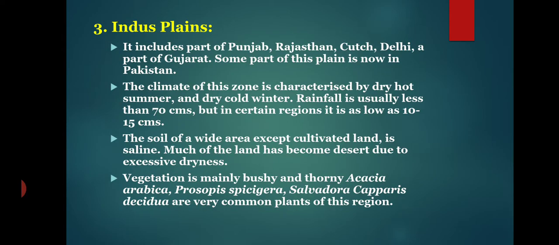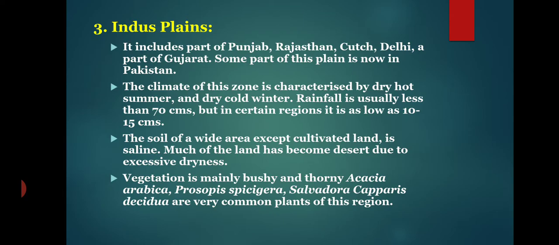Then the third one, that is the Indus Plains. It includes the states Punjab, Rajasthan, Kutch, Delhi, part of Gujarat, and some part of the plain is now in Pakistan. So the climate of this zone is characterized by dry hot summers, and rainfall is low, that is 70 centimeters, but in certain regions it is as low as 15 centimeters, that is near to desert condition. The soil of a wide area except cultivated land is saline. Rock salt is extracted or mined from these areas, because the land is saline.